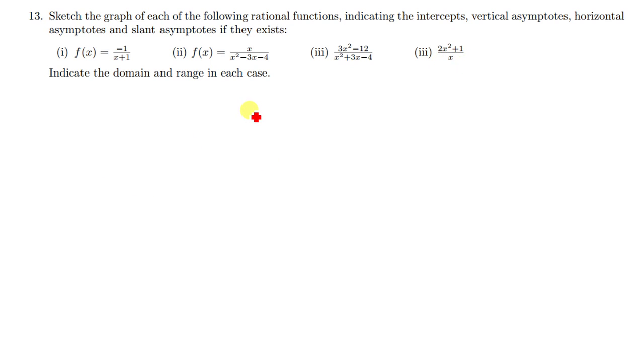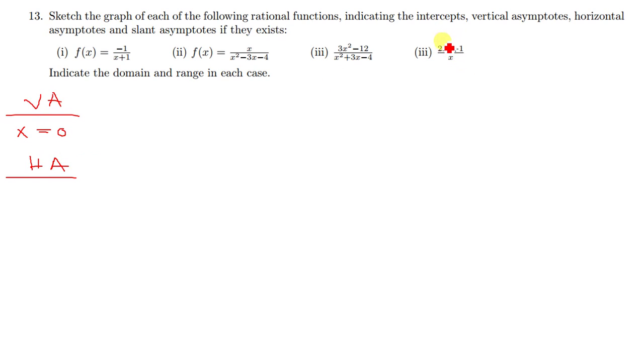So what you do is you first find the vertical asymptote. The vertical asymptote is found by equating the denominator to 0. So that is our vertical asymptote. And then we also find the horizontal asymptote, which is found just by looking at the powers.